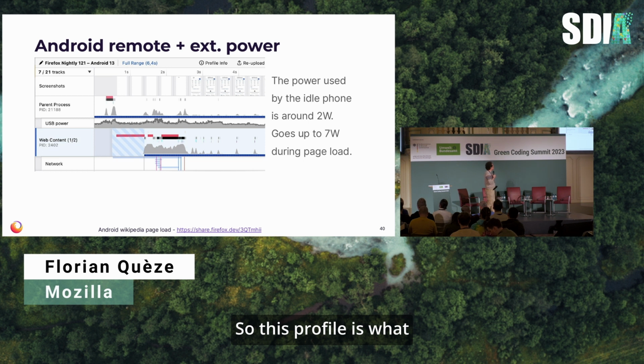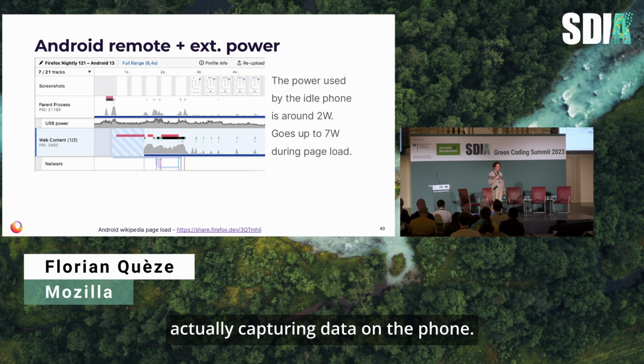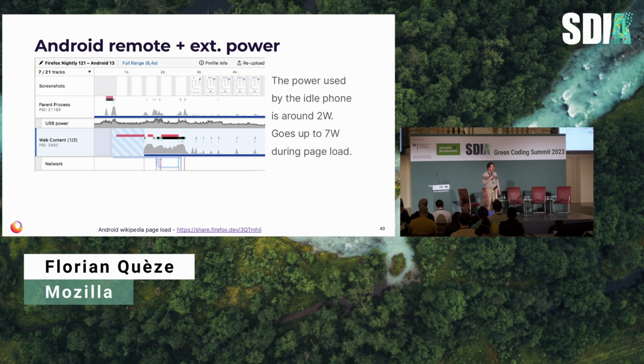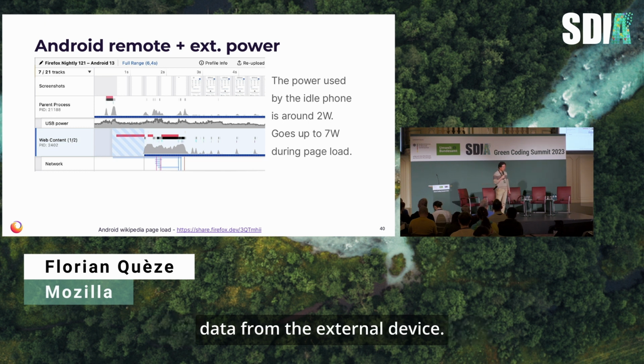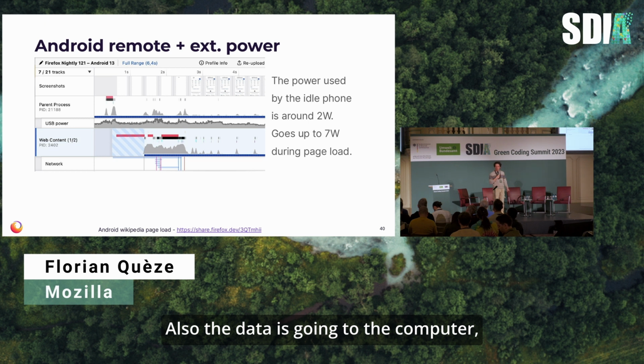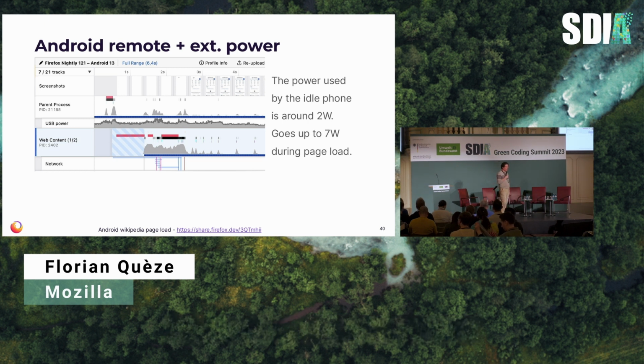This profile is what we call a remote profile. That means that the profiling was started from my computer, but the profiler was actually capturing data on the phone. When we finish capturing, the profile is sent to the computer so that we can look at it there. And external power profiling here means that we are capturing power data from the external device. The data is also going to the computer, and the computer is merging the two sources of data to display it. So we can see here the shape of a power track.